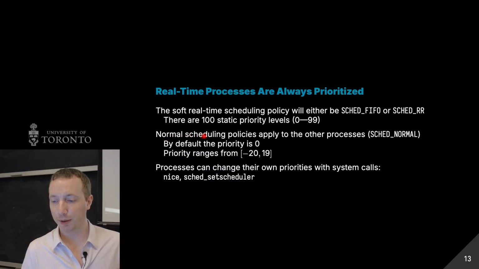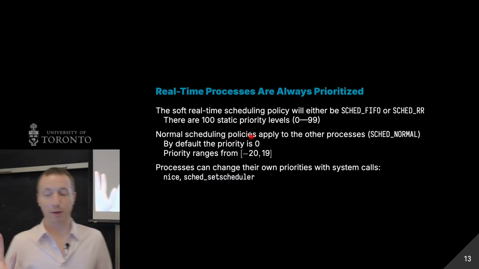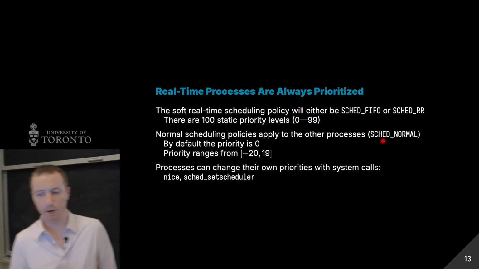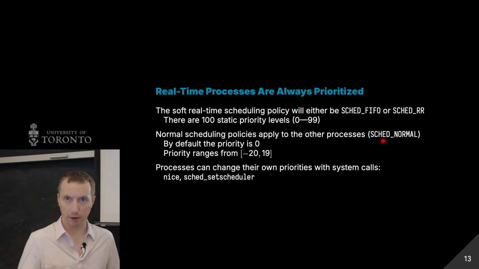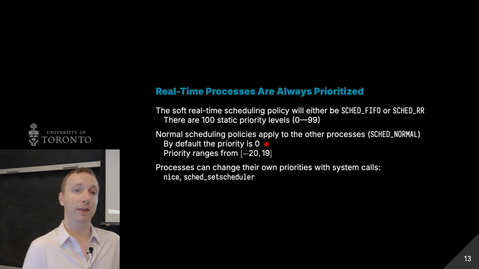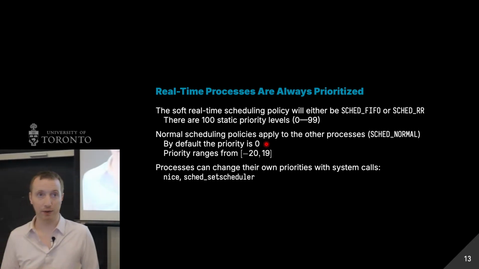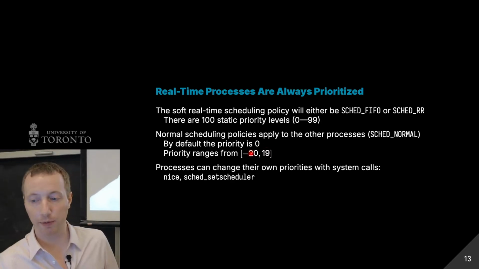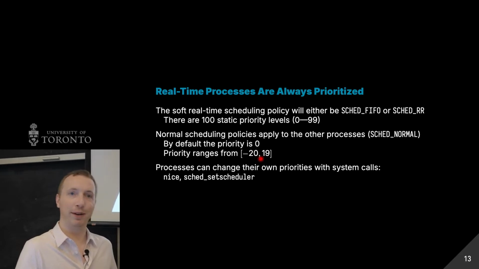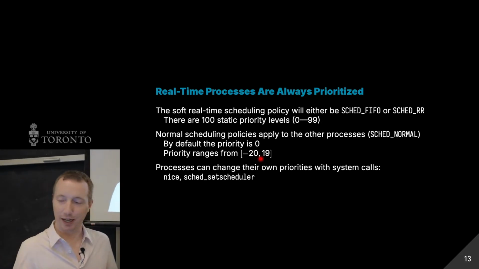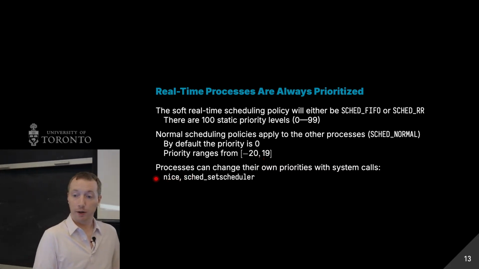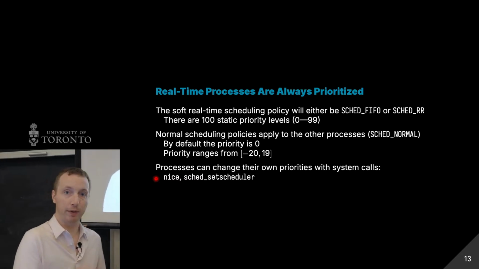Annoyingly, normal scheduling policies apply to the other scheduling processes. They're given the enum, the code, schedule normal, and we'll go into what the normal scheduling algorithm is for Linux processes. But for those processes, the default priority is 0, and the priority ranges from -20 to 19, where a lower number means higher priority, which is fun that these things are not consistent at all. And if you want, your processes can change their own priority with system calls.